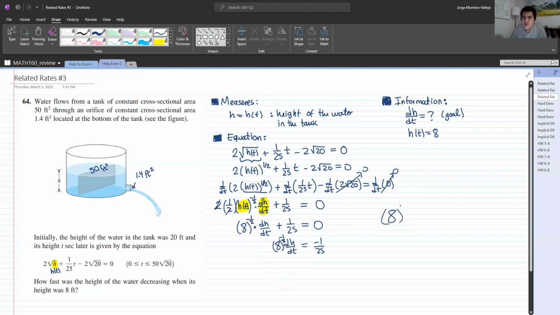8 raised to minus 1/2, that's the same as 1 over 8 raised to the 1/2, but we know that 1/2 power is actually square root, so square root of 8, right? And 8 is 2 times 4. You can pull 4 out of the square root, right?